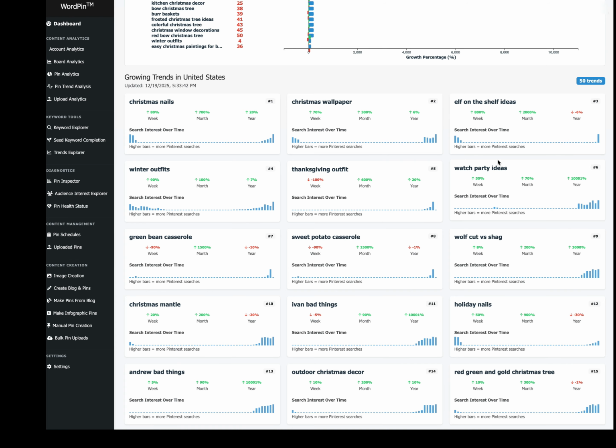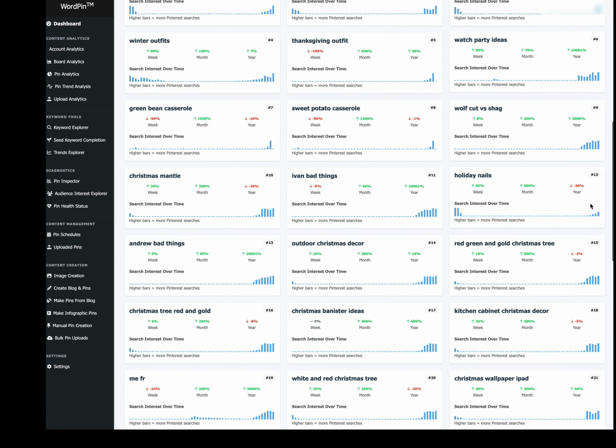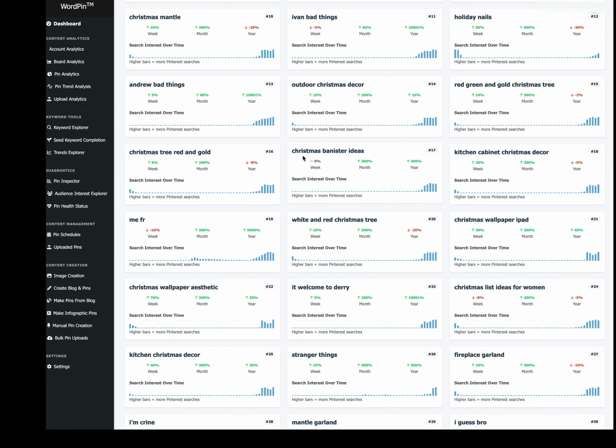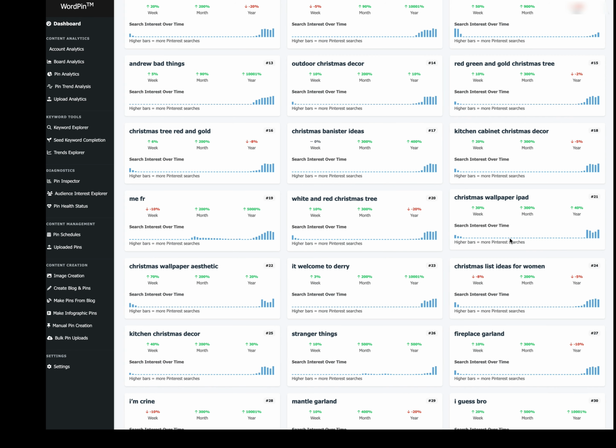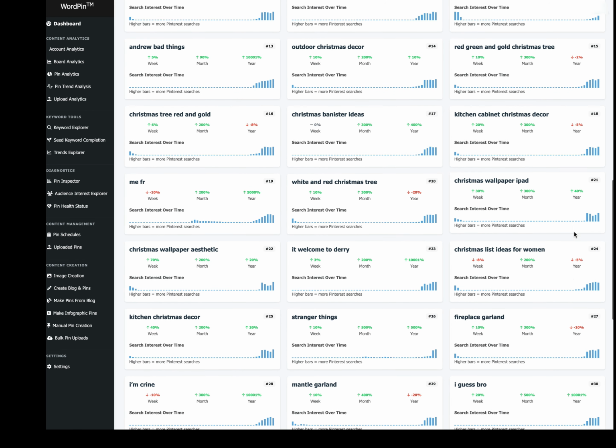Then you have something like this one, the watch party idea. And you can see that overall, the trend seems to be growing, and it's growing a lot month over month. Now let's see what else is here that is interesting. A lot of the stuff are about Christmas, as you can imagine. Christmas banister idea, nothing, and then it goes up here. Wallpaper, iPad, a little bit last year, and then nothing, and now it goes up here.